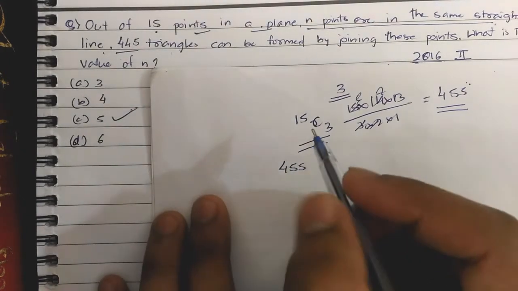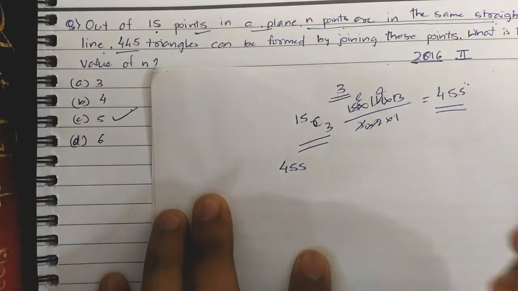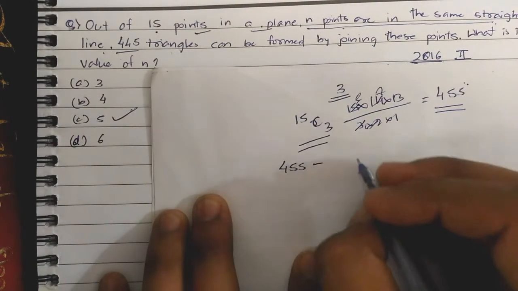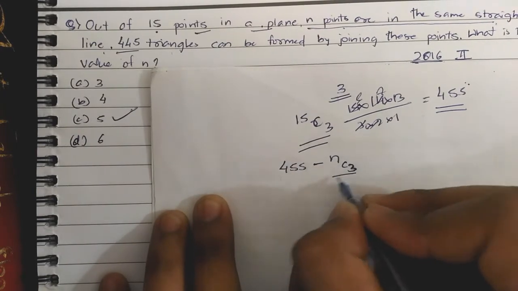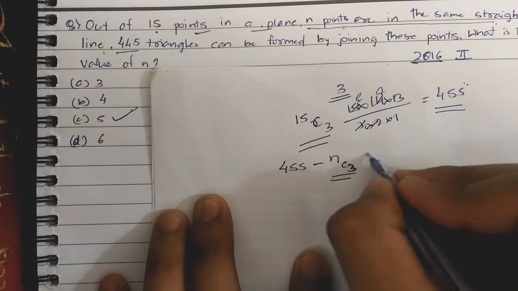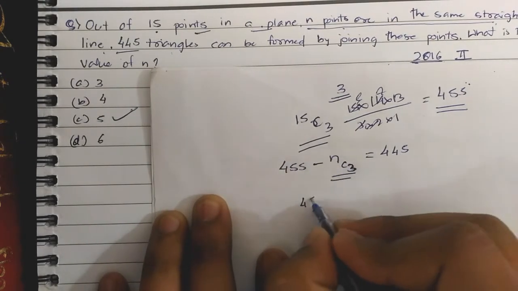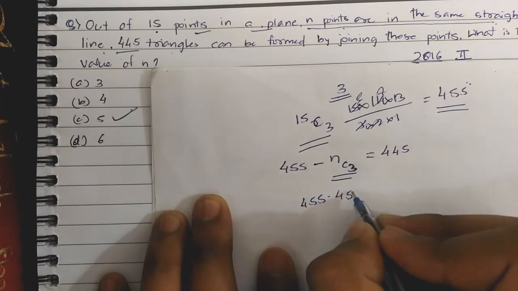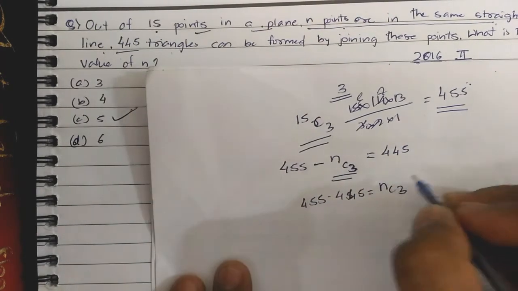But there is a catch in this question. They've given that n points are in the same straight line. So if n points are in the same straight line, they will not be contributing to the number of triangles that are formed using those points. So it is nC3. From these points, you will not be able to make any triangle. And they've given that this value is equal to 445. So 455 minus 445 is equal to nC3.